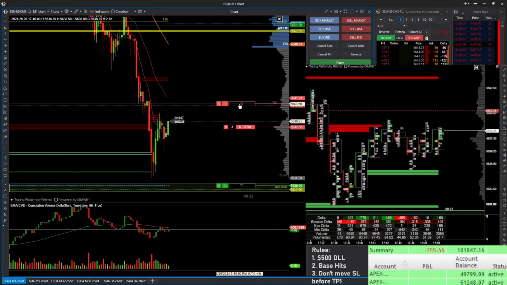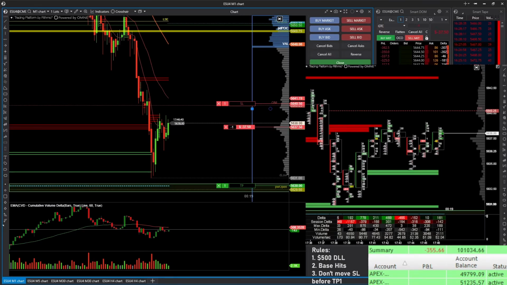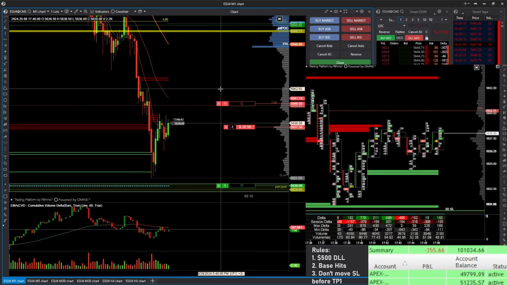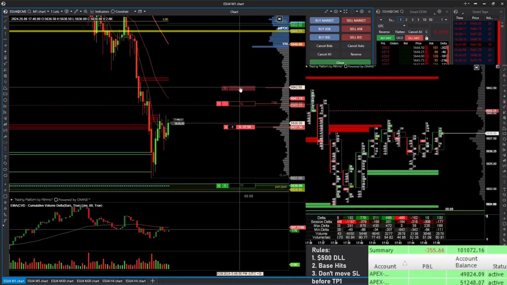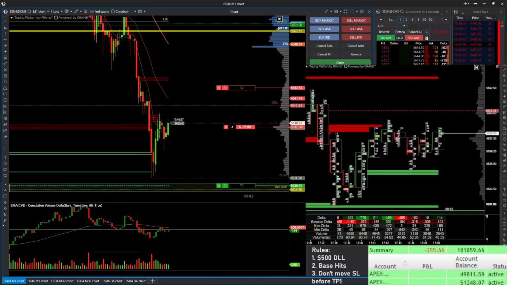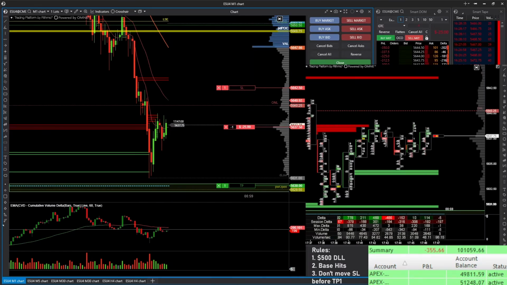So yeah, let's see where the 5 minute high is. It's at 5642.25. So this is the 5 minute high. Yeah, I'm thinking of placing my stop here. And if I'm going to lose this trade, that's it for today. I'm going to stop trading. And yeah, let's see how it unfolds.